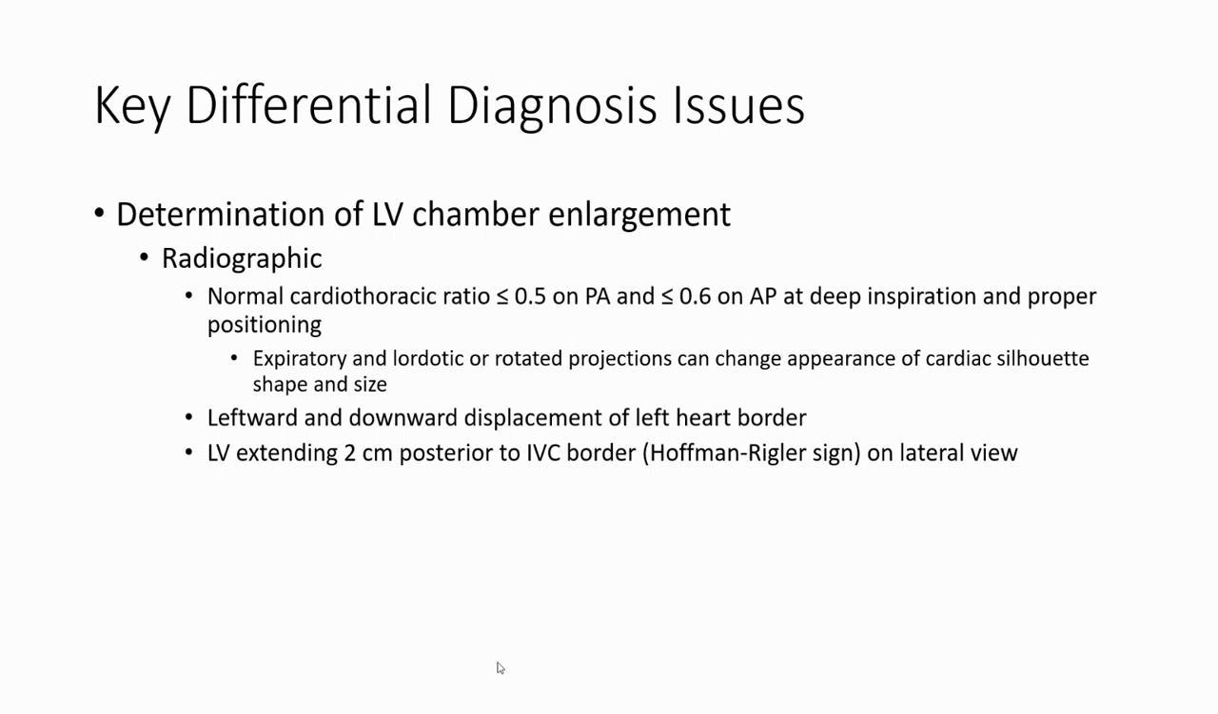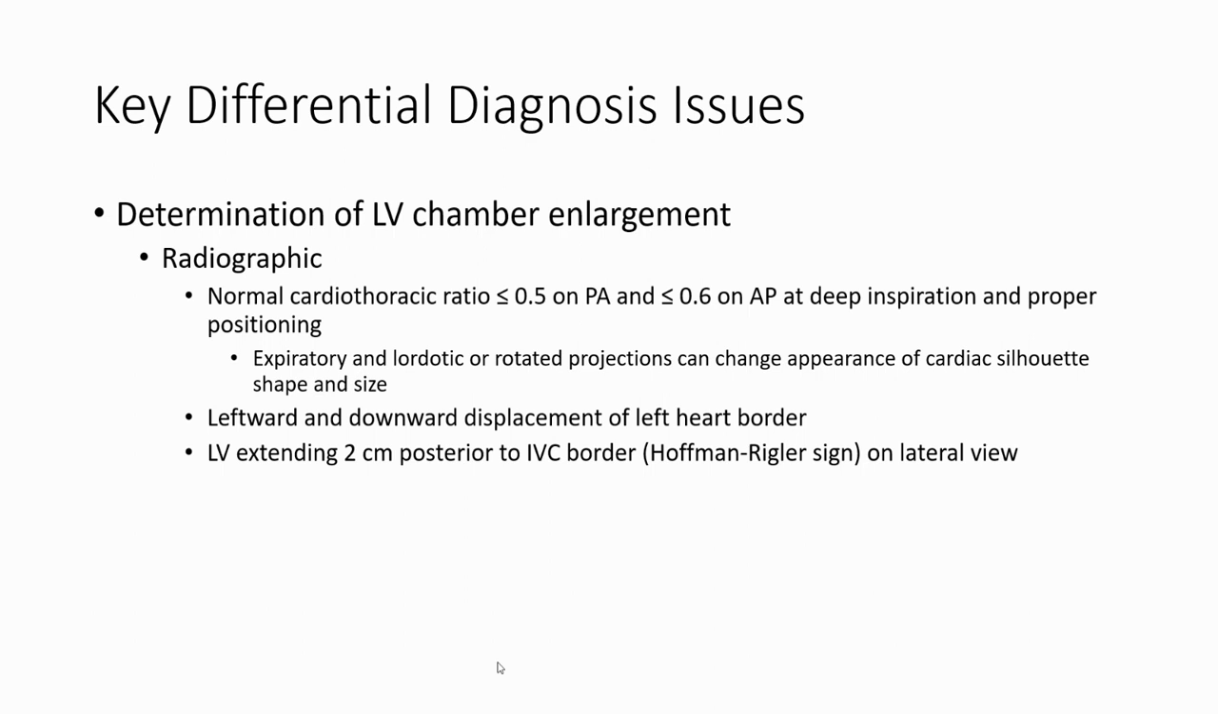So in the chest radiograph, the normal cardiothoracic ratio is less than 50% on PA and less than 60% on AP and deep inspiration. Hypertrophy shows left and downward displacement of the left heart border. The left ventricle extends posteriorly to the IVC border on the lateral view.